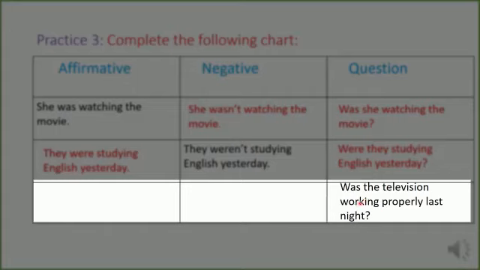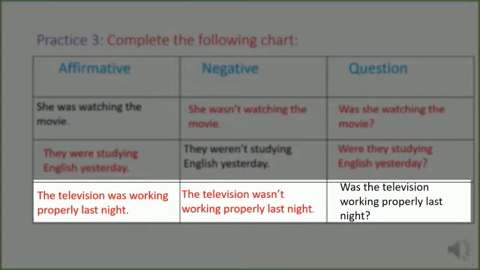Here, the question sentence, let us change it into affirmative. The television, start with the subject, then verb to be. The television was working properly last night. In the negative, add the word not after verb to be. The television was not working properly last night.